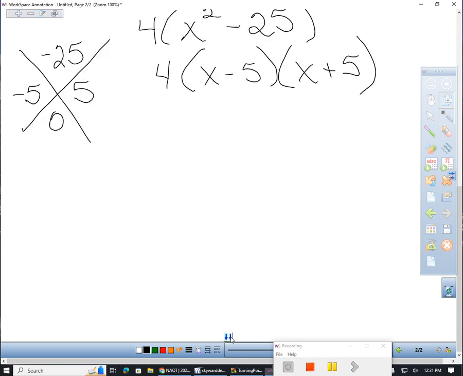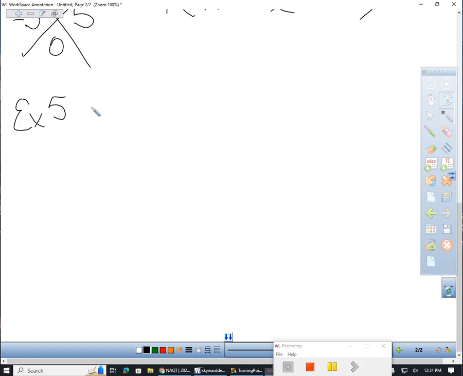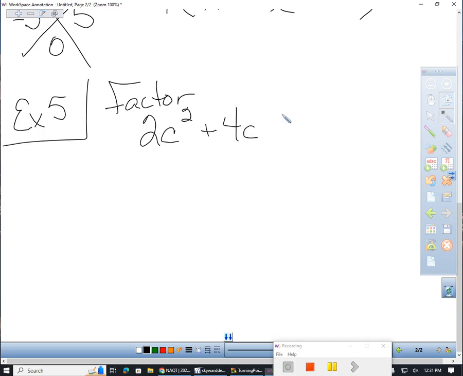Example number 5. All right, let's factor 2c squared plus 4c minus 126. First of all, greatest common factor. What can we take out of all of that? Good. We're going to undistribute a 2. So that leaves me with c squared plus 2c minus 63.